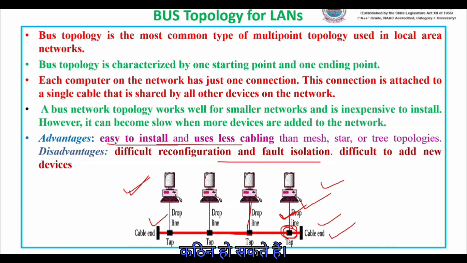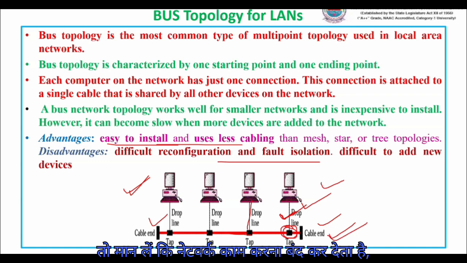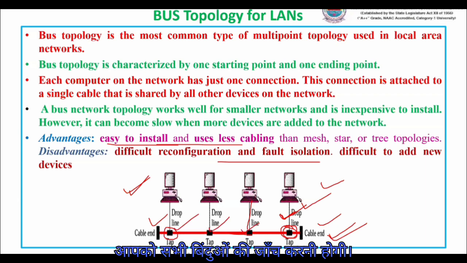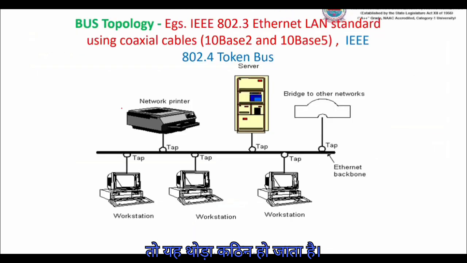But sometimes configurations and fault isolations may become difficult. So suppose the network stops working, it will be difficult to identify the fault as to where the fault has occurred. यहाँ पर हुआ या यहाँ पर हुआ, ये सारे के सारे points check करने पड़ते हैं. So that becomes a little bit difficult.